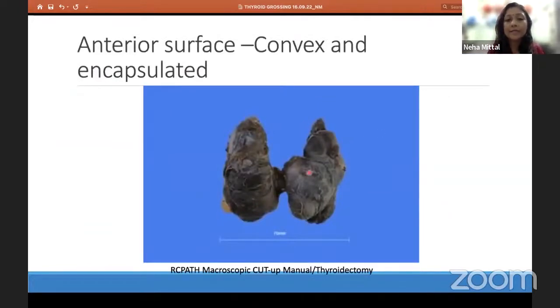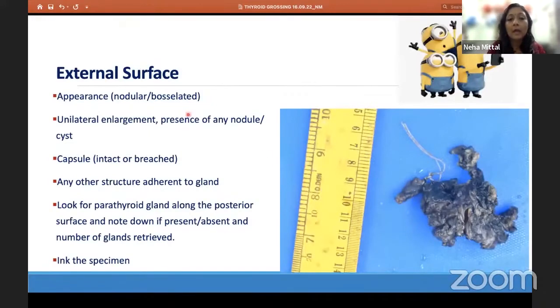Then the anterior surface is convex and encapsulated, as I said. Appearance, nodular or bosselated, all those have to be noted. Then what is the appearance of the external surface? Is there unilateral enlargement, presence of any nodule or cyst? Please look at your right. This superior pole has been marked, as I said, with the thread. This is the left lobe, this is the right lobe of the thyroid.